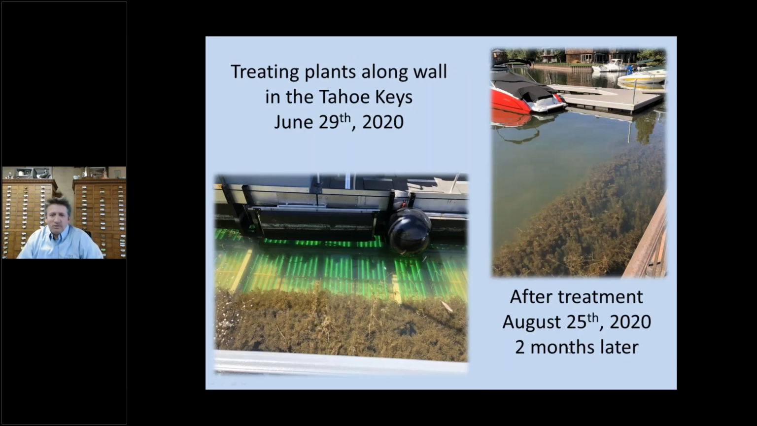Sort of like this picture, we were able to bring the boat as close as possible to the wall. And this was again taken in June. You could see how dense the plants were. And this was taken 2 months later. And pretty much everywhere we treated shows very, very little plant growth. But where we didn't, this was taken in August, end of August, it's very dense and thick.